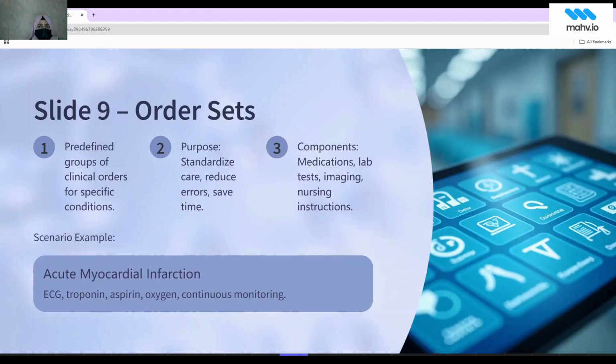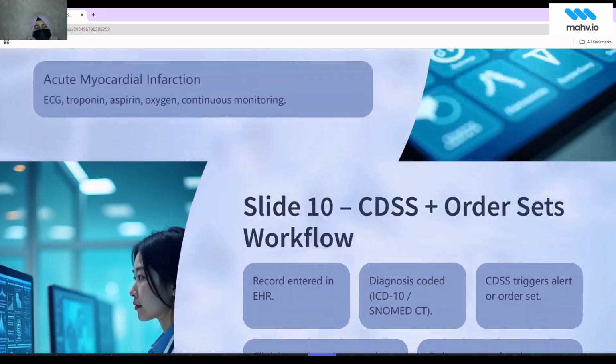So what are order sets? An order set is a predefined group of clinical orders for a specific condition. Purpose: standardize care, reduce errors, save time. Components: medications, lab tests, imaging, nursing instructions. For example, acute myocardial infarction: ECG, troponin, aspirin, oxygen, continuous monitoring.